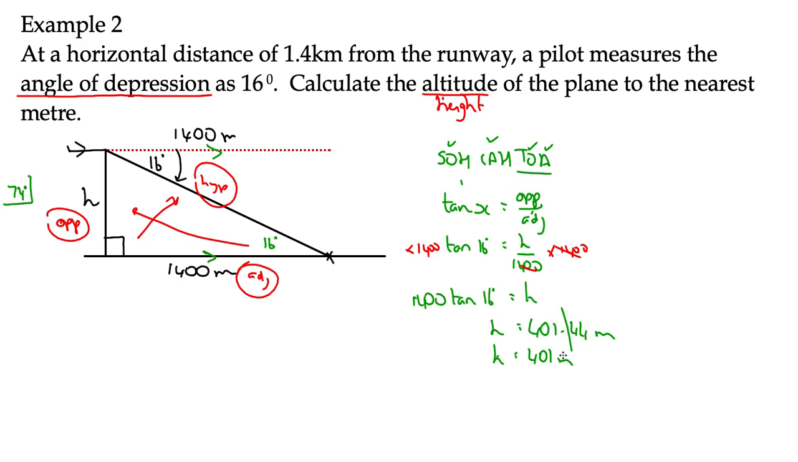So what does the question say? Calculate the altitude of the plane. So let's answer it. The altitude of the plane is 401 meters. Okay, so again, we have to draw the diagram. We're using the idea of angles of elevation, angles of depression. I hope that's been useful, and you can go and practice some questions involving these phrases.